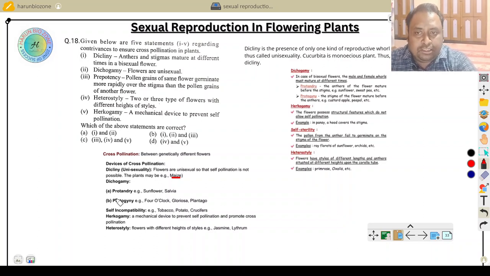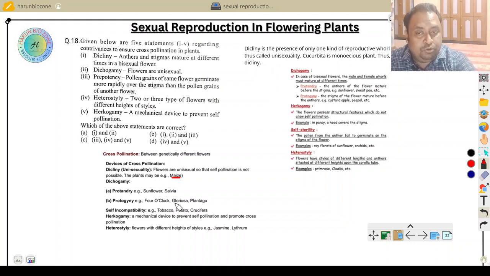Dichogamy means bisexual flower. There are two types of bisexual flower, protandry and protogyny. Protandry: pro means before, andry means androecium. Here the androecium matures before and the gynoecium matures later. Found in sunflower and salvia. Protogyny: the gynoecium develops prior to the androecium. An example is the four o'clock plant.